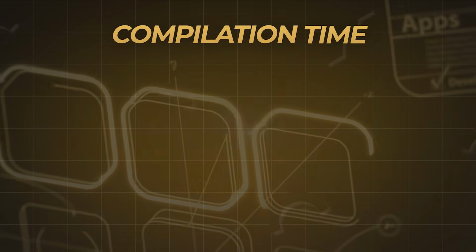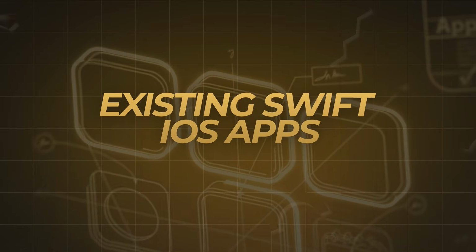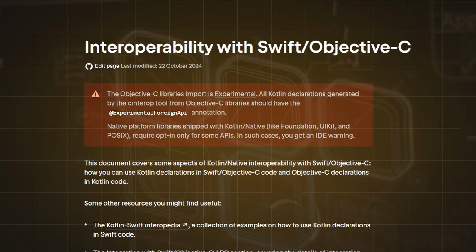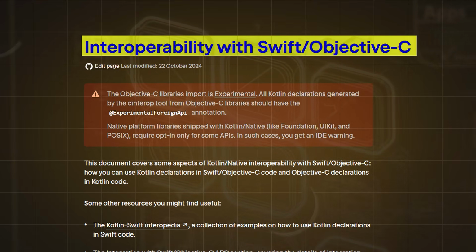The third reason would be compilation time. KMP may introduce performance overhead during compilation, especially for large apps, which could significantly increase build times. The fourth one would be if you have a functioning iOS app built in Swift using numerous Swift libraries, you may face challenges with direct communication between Kotlin and pure Swift modules.